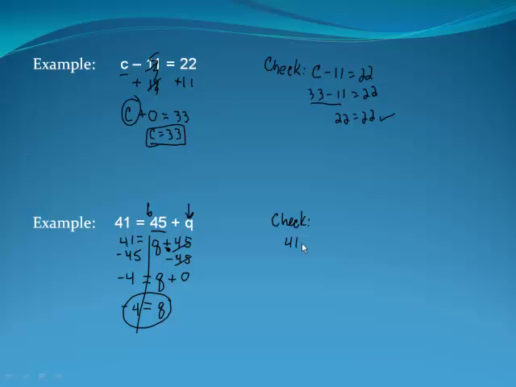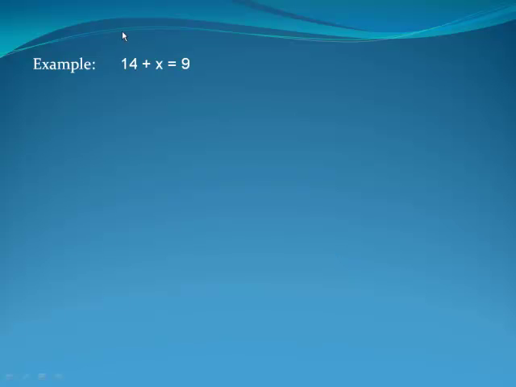As always, you want to check your answer in the original problem. So the original problem, before I messed with it, was 41 equals 45 plus q. We're going to put negative 4 in for q. So now we've got 41 equals 45 plus a negative 4. Do the math on the right-hand side. 45 plus a negative 4 is 41. 41 equals 41. Looks good. Checks out. Think we have the right solution.